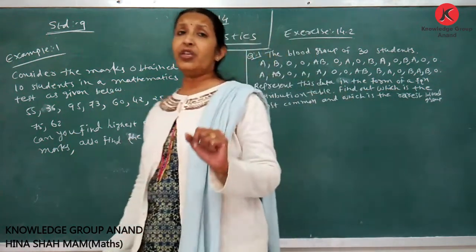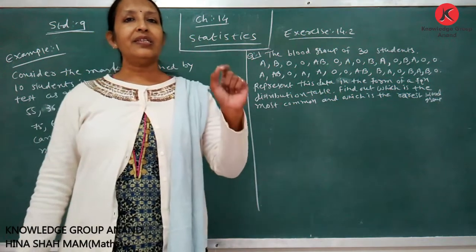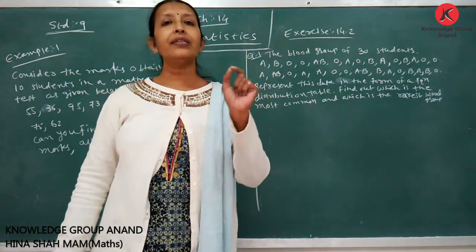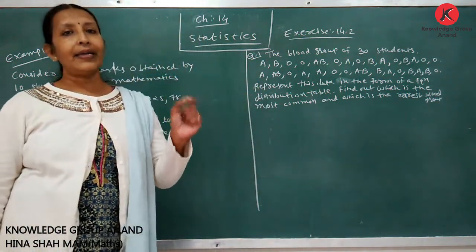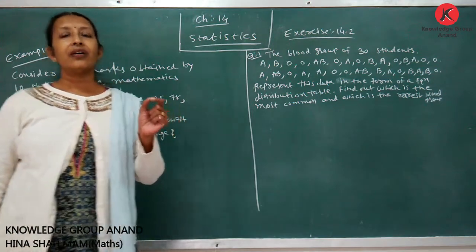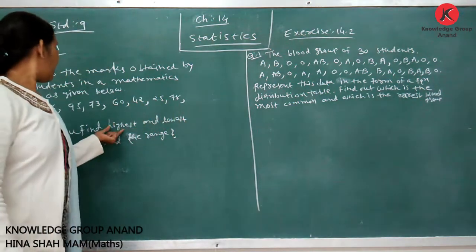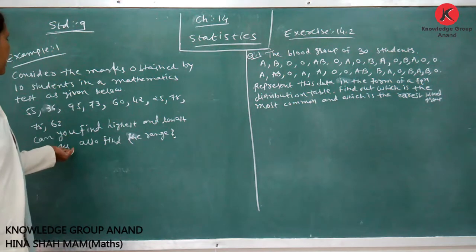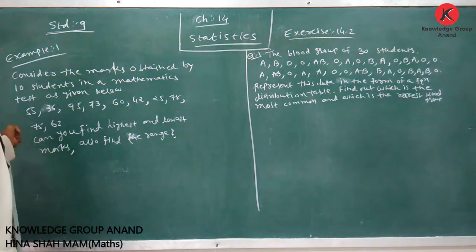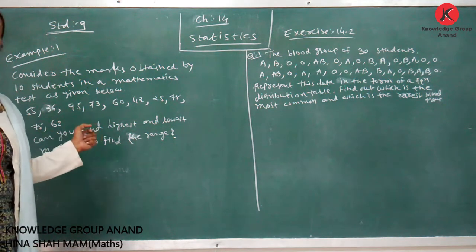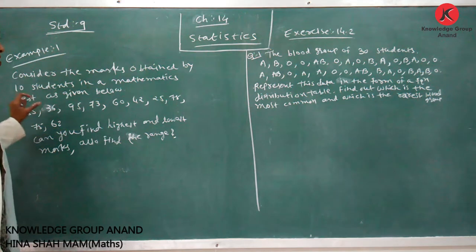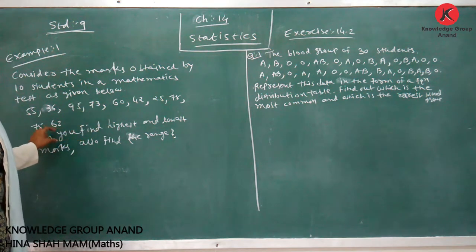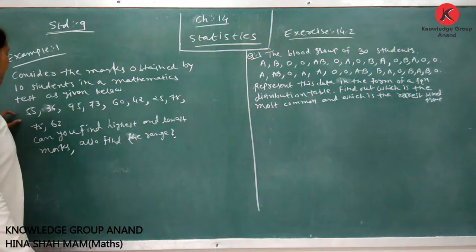What is range? Range is the difference of the highest data minus the lowest data. Highest value minus lowest value. Here first we arrange them in increasing order.